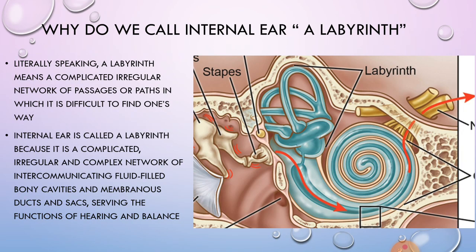Now, the internal ear is also called a labyrinth. Literally speaking, a labyrinth means a complicated, irregular network of passages or paths in which it is difficult to find one's way. The internal ear is called a labyrinth because it is a complicated, irregular, and complex network of intercommunicating fluid-filled bony cavities containing membranous ducts and sacs serving the function of hearing as well as balance.